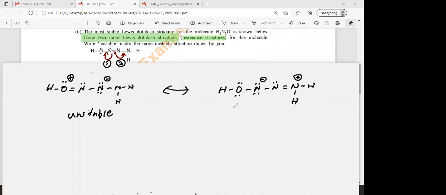So both of these are unstable, no? They are asking for the most unstable one. The most unstable one is this, because oxygen, the most electronegative atom, carries a positive formal charge, right? Oxygen is more electronegative, and that carries a positive formal charge. That's why it is the most unstable one, due to the positive charge on oxygen.